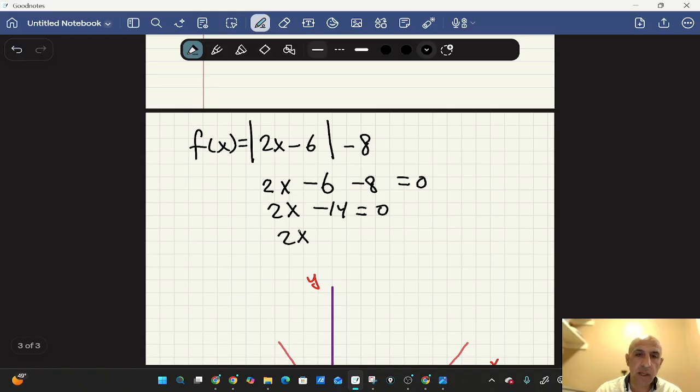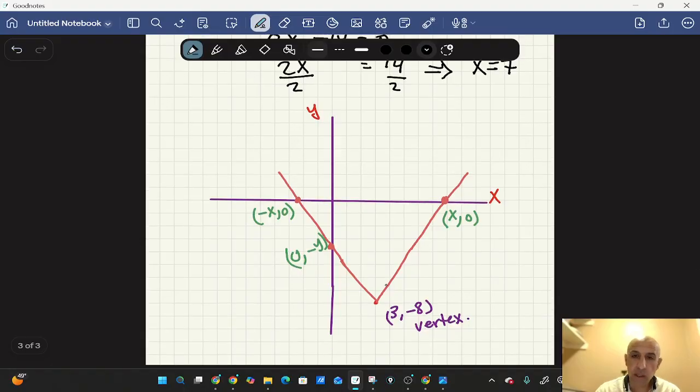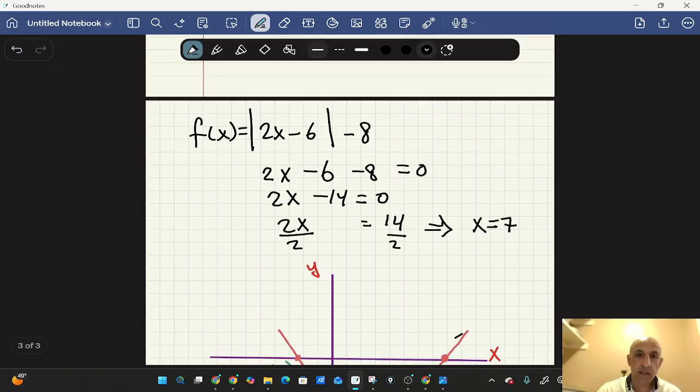Now 2x equals 14. We can divide by 2, and we reach x equals 7. So the point here is 7, 0. Okay, we don't need this side now.